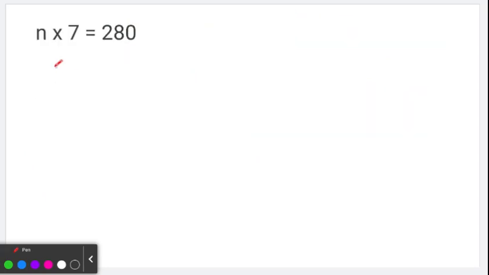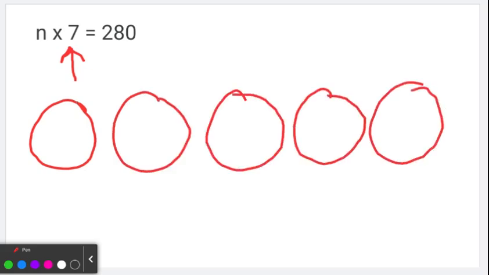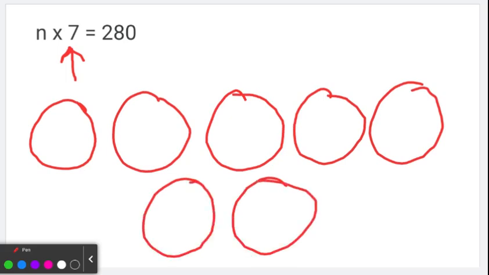Right, next one we have n times 7 equals 280. In this one, we already know how many groups there are. There are 7 groups. So I'm going to draw 7 groups. And I know I need a total of 280. I need to figure out how many tens are in each group. To do that, I'm going to put 1 ten in each group until I get to 280.